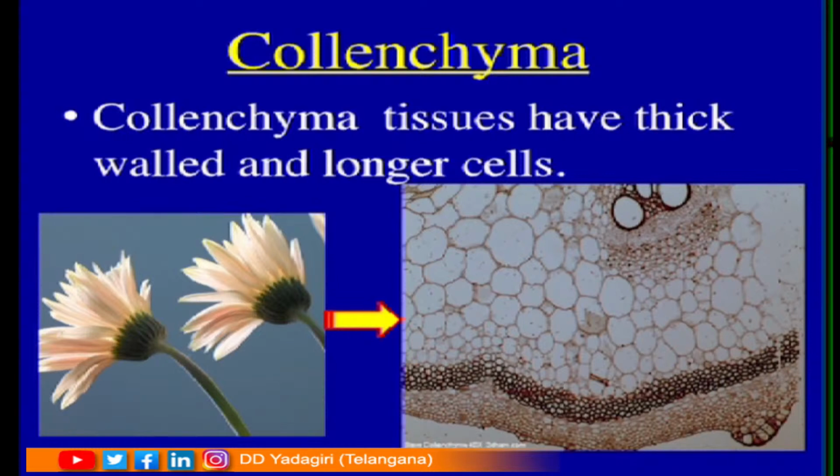Children, when you look at the tender plants, what happens to them? They move along with the wind. Do they get damaged? No, most of the time they do not get damaged. Why? When a plant body or a leaf is moving along with the wind, it does not get damaged because of this chlorenchyma tissue.